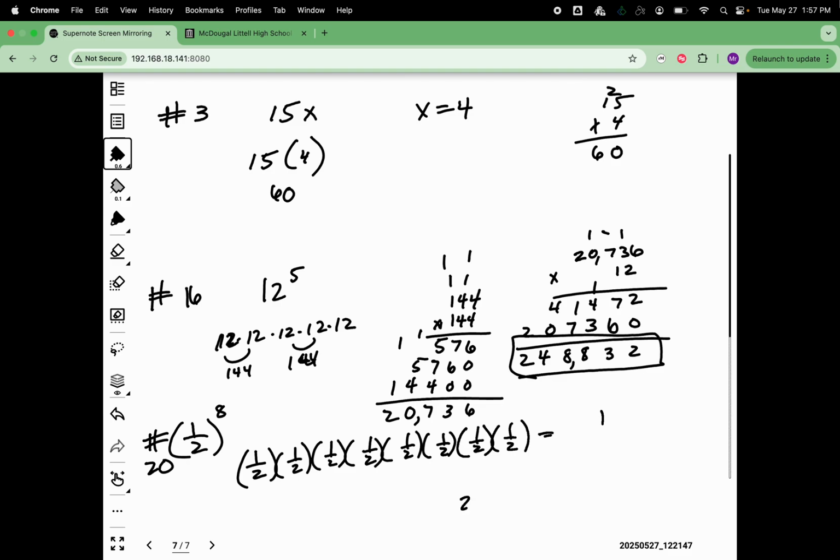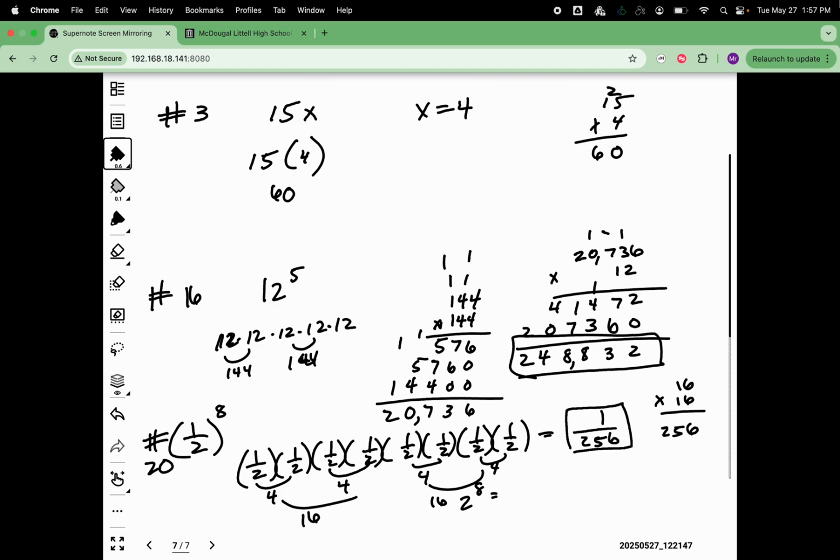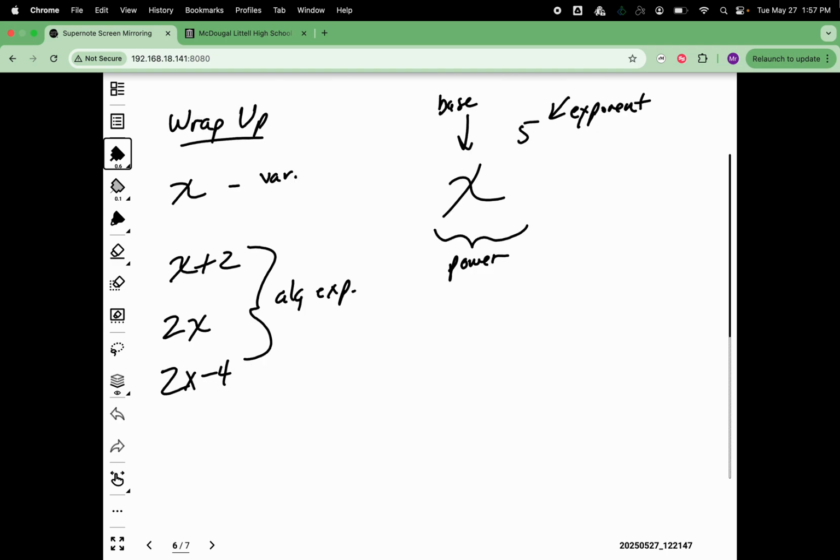So what's 2 to the 8th power? Would be 2 times 2 times 2 times 2 times 2 times 2 times 2 times 2. So this would be 4 times 4, 4, and 4. 4 times 4 is 16. Once again, 4 times 4 is 16. So 16 times 16. And maybe you memorize that in your times tables. I know I did. It's 256. So it's 1 over 256. So that's lesson 1.1.